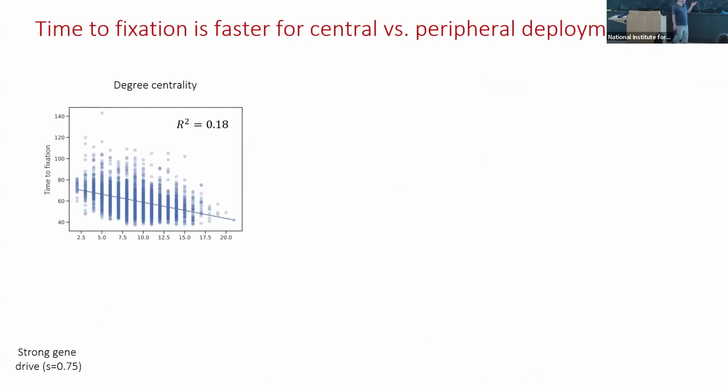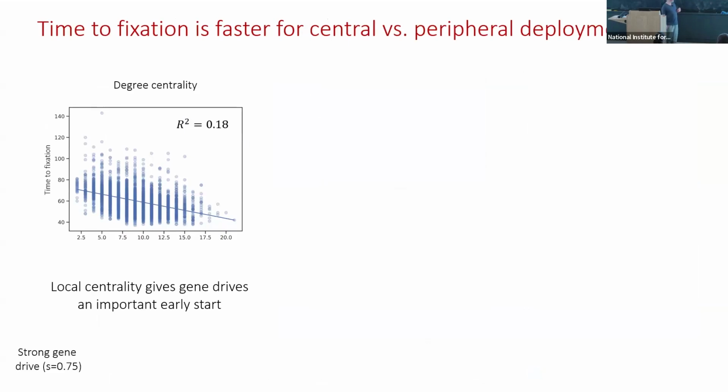And what we're looking at here is the correlation between the time to fixation and the degree of the release site. You can see that the local degree does tell us something about the time to fixation. So the higher the degree of the release site, the degree centrality, the faster the spread is going to be. And this is because this local centrality gives the gene drive an early boost that spreads to a few more populations, and therefore it fixates in the entire system faster.